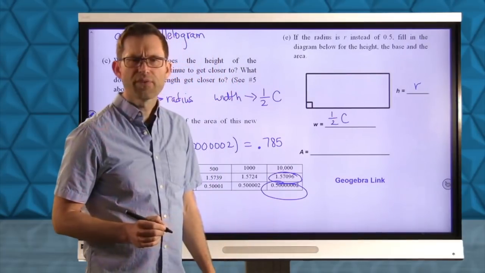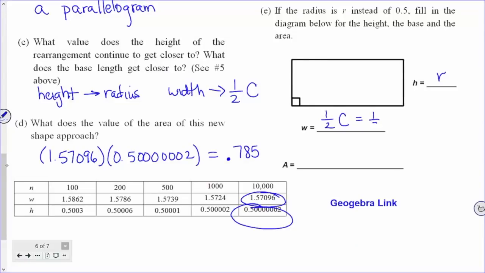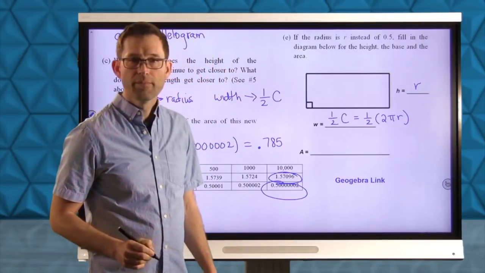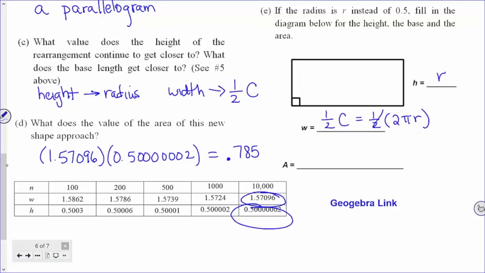But what would 1/2 the circumference be? Well, the circumference is 2 pi times r, right? So if we do 1/2 times 2 and just let those cancel, then the width just becomes pi times the radius. And now everything is shifting on me.